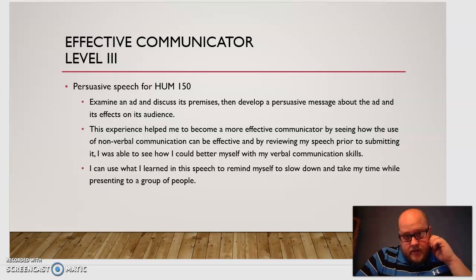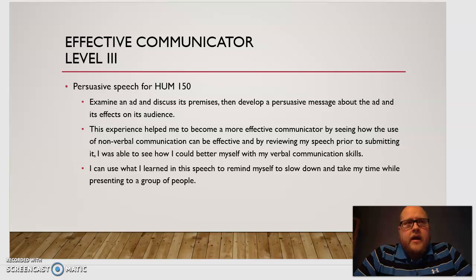My first effective communicator reflection is related to a persuasive speech I did for Humanities 150. For this one, I was to examine an ad and discuss its premises, then develop a persuasive message about the ad and its effect on its audience. This experience helped me become a more effective communicator by showing how the use of nonverbal communication can be effective, and by reviewing my speech prior to submitting it, I was able to see how I could better myself with my verbal communication skills.